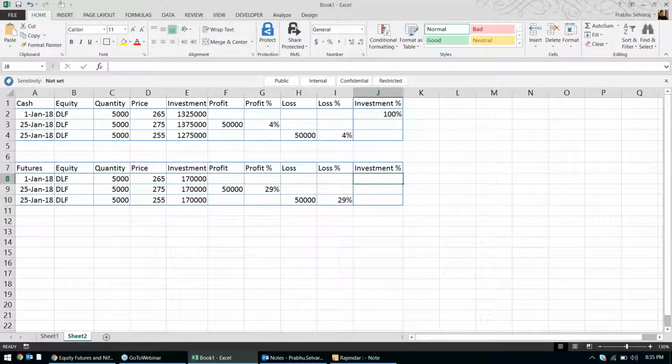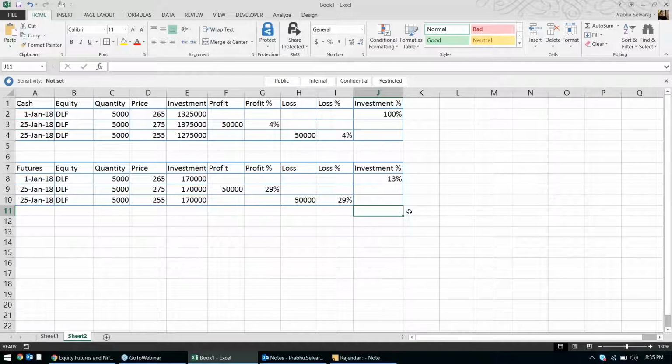So here I invested 100% of my capital. Here I'm investing only 12% of my capital. Okay, only 12% of my capital I am investing to make the same amount of profit which I'm able to make in the cash market. So this is the difference between the cash market and the futures market. If you are able to predict the right move, you can double your money in no time.